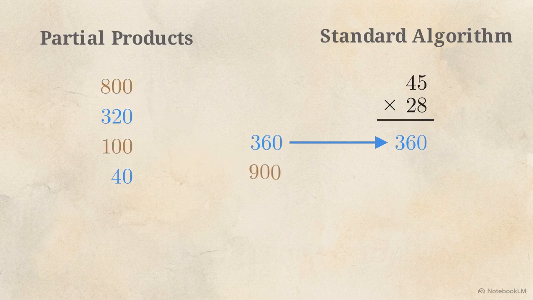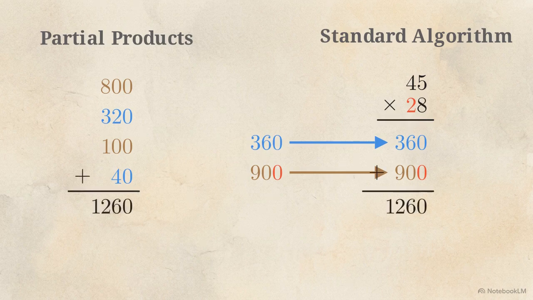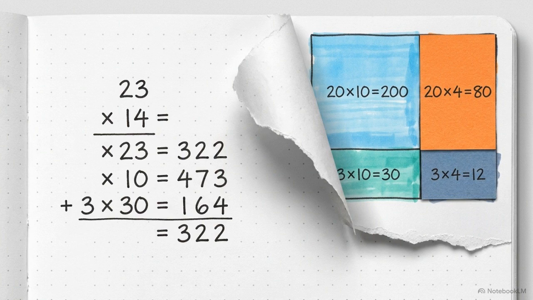As for that dropped 0, it appears because the 800 and the 100 combine to make 900. The 0 exists because we are actually multiplying by 20, not by a single digit 2. The standard algorithm functions as a highly compressed invisible shorthand for the physical geometry of the area model.